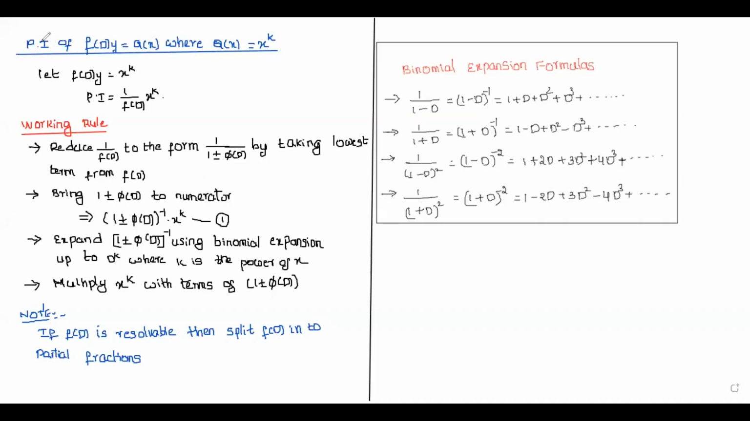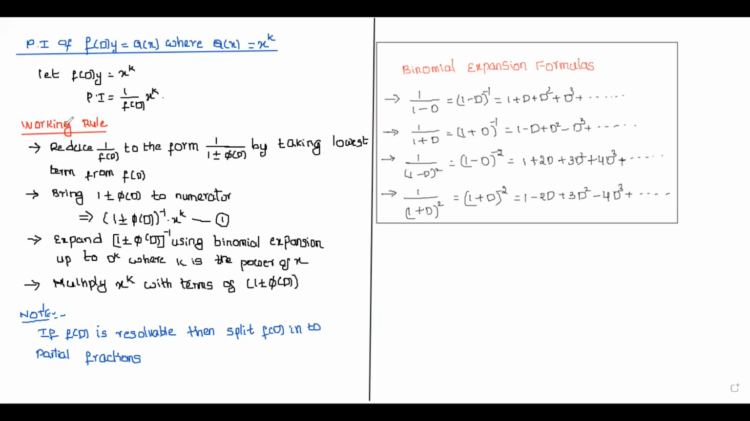In this lecture, we are going to find the particular integral of f(D)y = Q(x), where Q(x) = x^k, which is nothing but a polynomial. So f(D)y = x^k, and the particular integral is given by 1/f(D) x^k, as we have discussed in the previous videos.